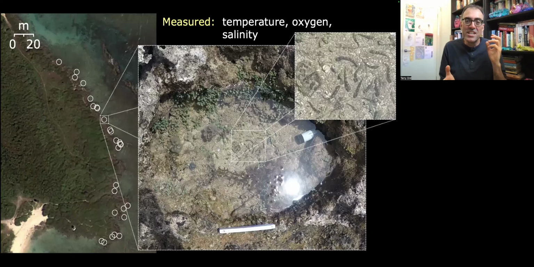So we've actually done a study last year where we measured the conditions in these rock pools at low tide. All these rock pools that become isolated on Guam are highlighted here by the white circles, and we measured temperature and oxygen and salinity in these rock pools. And I've got a photograph here of a typical rock pool isolated at low tide, and you can see that I've also highlighted that there are a bunch of fish in that rock pool.